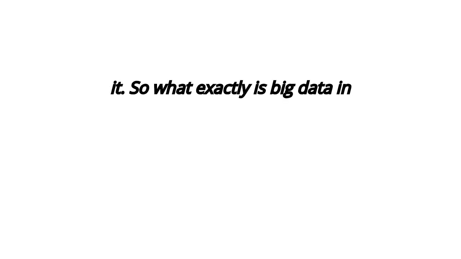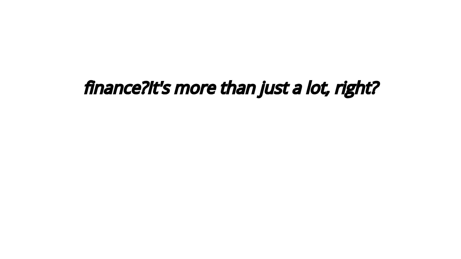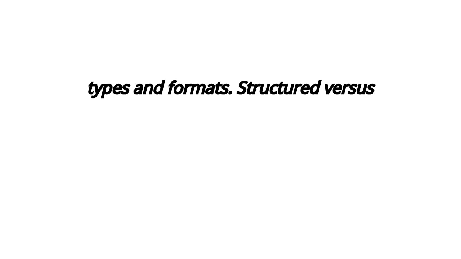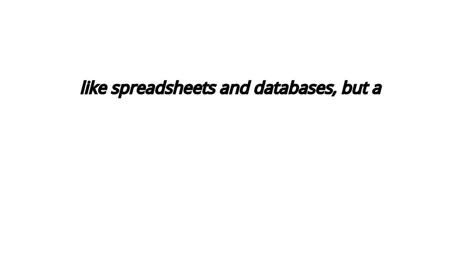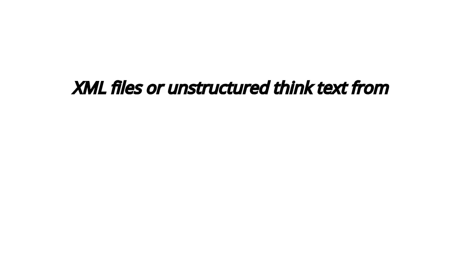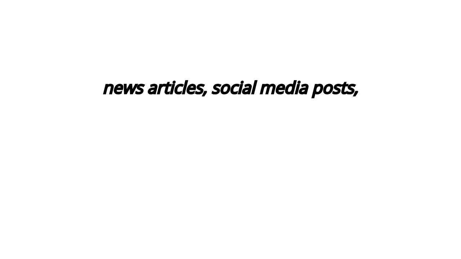So what exactly is big data in finance? It's more than just a lot, right? But you're right. It's usually characterized by the 3 V's, sometimes more. Volume, just the sheer scale of data being generated. Velocity, the incredible speed at which it's created and needs to be processed. Think high-frequency trading data. And variety, the many different types and formats. Structured versus unstructured. Right. Structured data is like spreadsheets and databases. But a lot of big data is semi-structured, like XML files, or unstructured, think text from news articles, social media posts, satellite images, sensor data. Finance now deals with all of this.